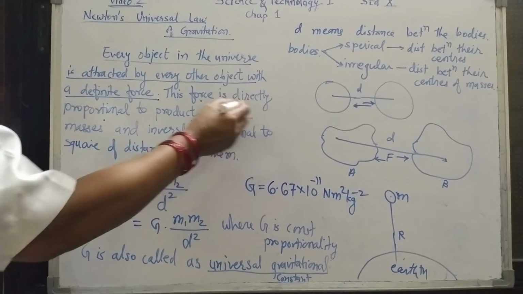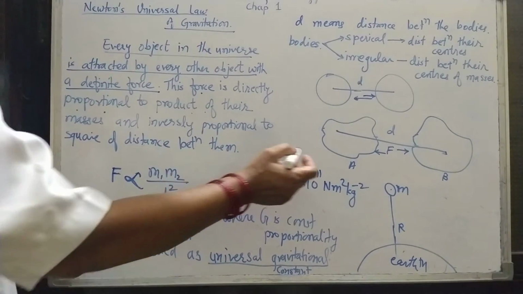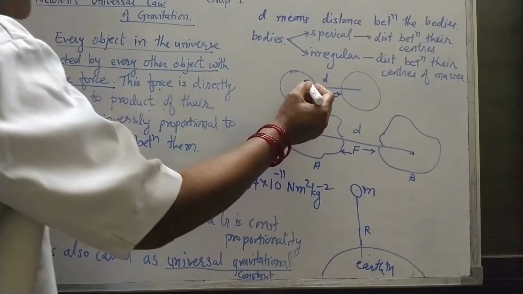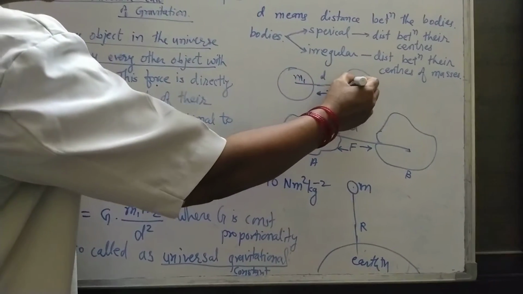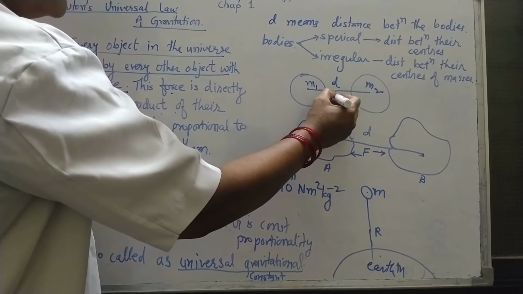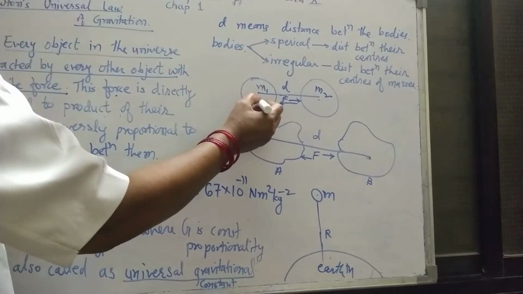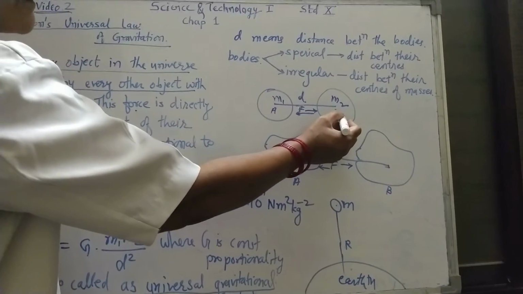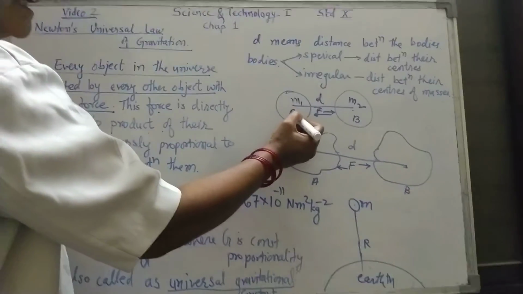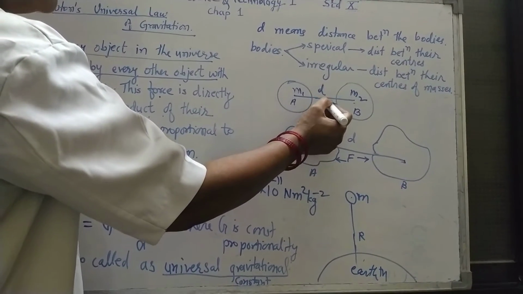This force is directly proportional to the product of their masses. If we consider two objects of mass m1 and m2, and the distance between them is d, then they are attracted by each other with a force F. Means object A attracts object B, as well as B also attracts the object A, by some force, and that force is capital F.